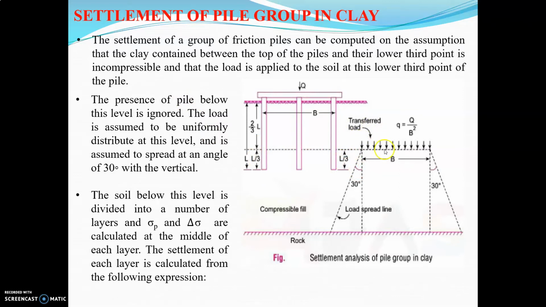Here the load is transferred like this. This is a load spreading line, this is a compressible fill, and this is a rock. The presence of pile below this level is ignored. The load is assumed to be uniformly distributed at this level and is assumed to spread at an angle of 30 degrees with the vertical. The soil below this level is divided into a number of layers, and sigma P and delta sigma are calculated at the middle of each layer.